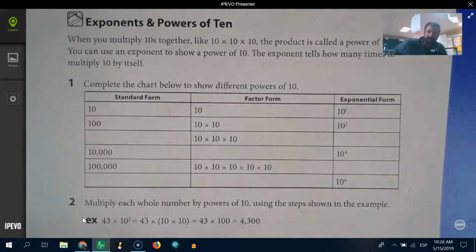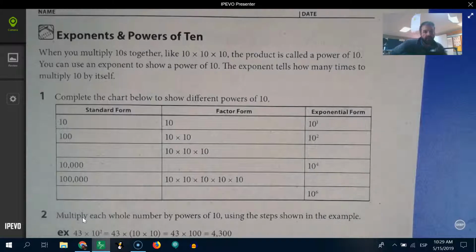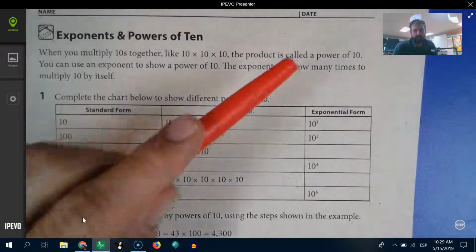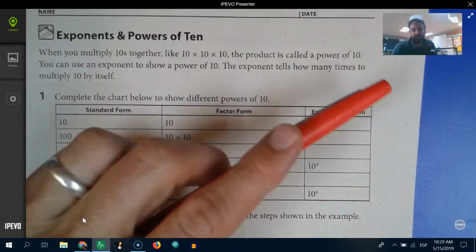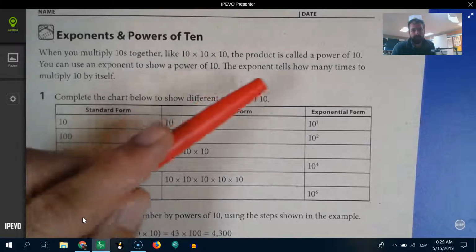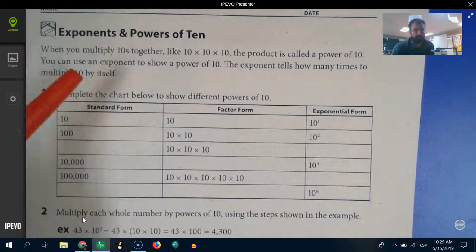So we got exponents and we got powers of 10. Okay, so we're going to be talking about that. When you multiply tens together, like 10 times 10 times 10, the product is called a power of 10. You can use an exponent to show a power of 10. The exponent tells how many times to multiply 10 by itself.